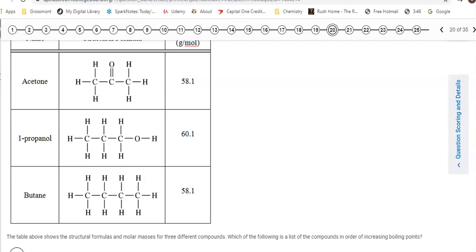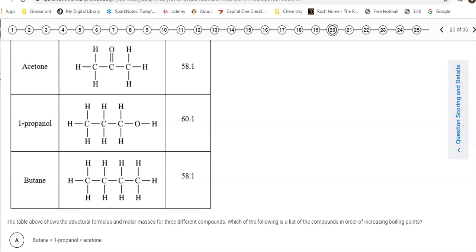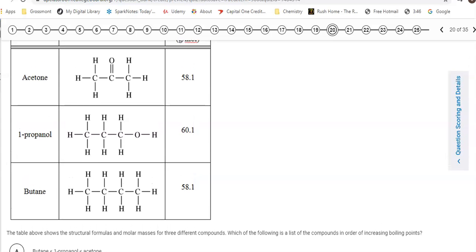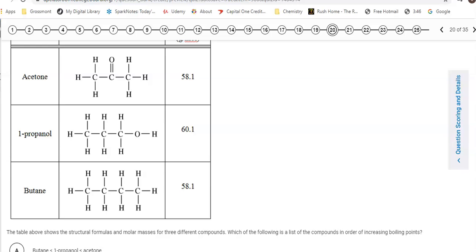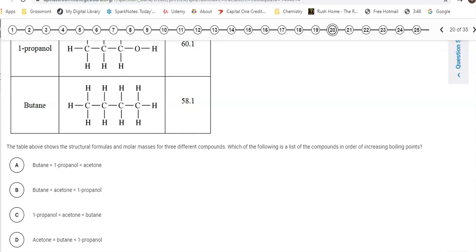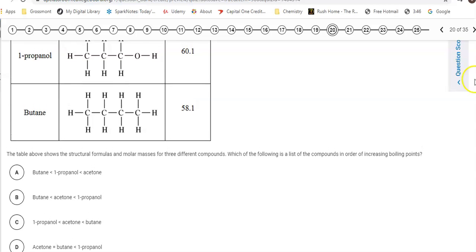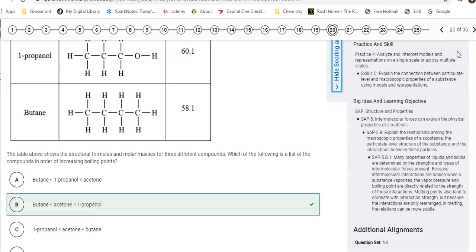So let's read the question. The table above shows the structural formulas and molar mass for 3 compounds. Which of the following lists compounds in order of increasing boiling points? So stronger intermolecular forces means higher boiling point. It means it's going to take more energy to break those molecules apart, and that's what boiling point is. So the highest is going to be propanol, the lowest is going to be butane. So let's find that one. So it would be B. Be sure you get it right, increasing boiling points. Yeah, so butane is the lowest boiling point, acetone is in the middle, and propanol is the highest. Okay, we'll just check that, and that's the answer.